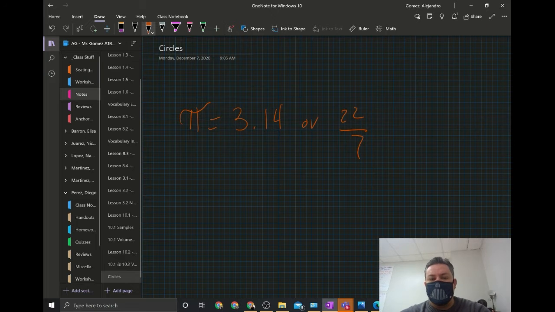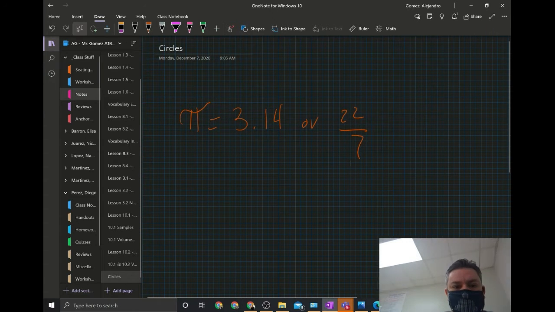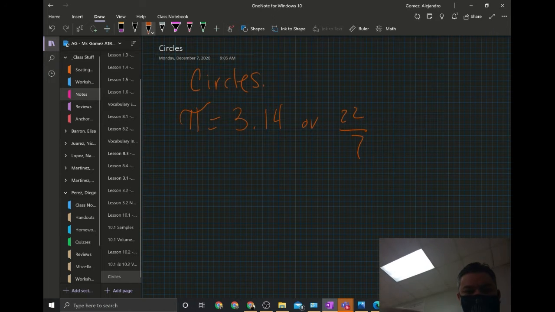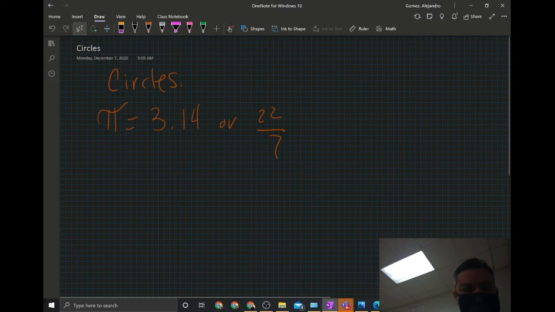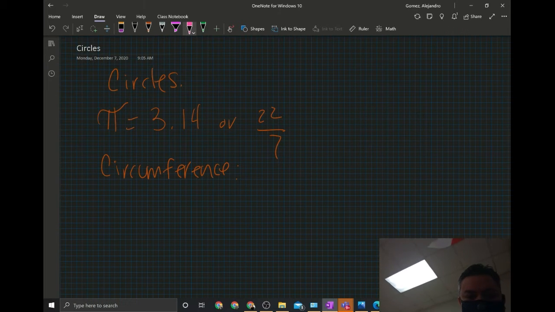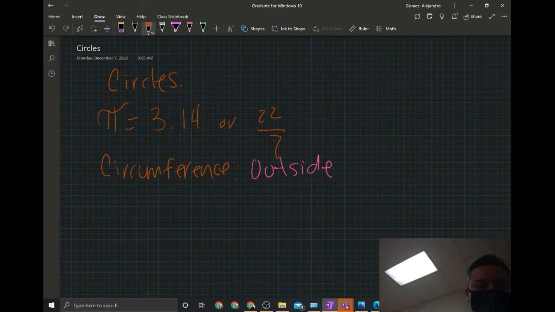And now we can just go ahead and find some areas and circumference. Now, this is going to be circles. And there's two things that we need to know. We need to find the circumference, which is the outside, and the area, which is the inside.